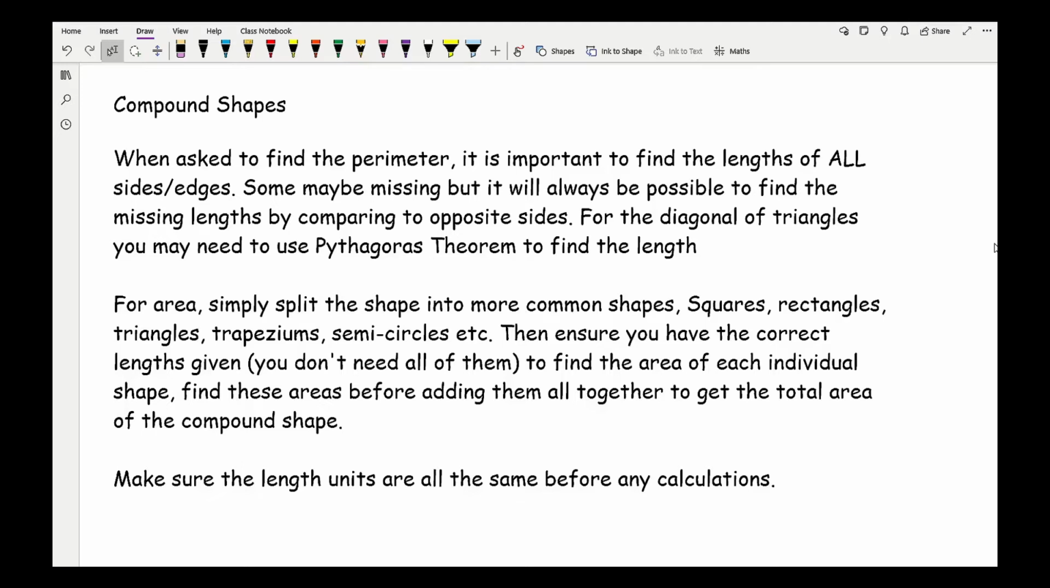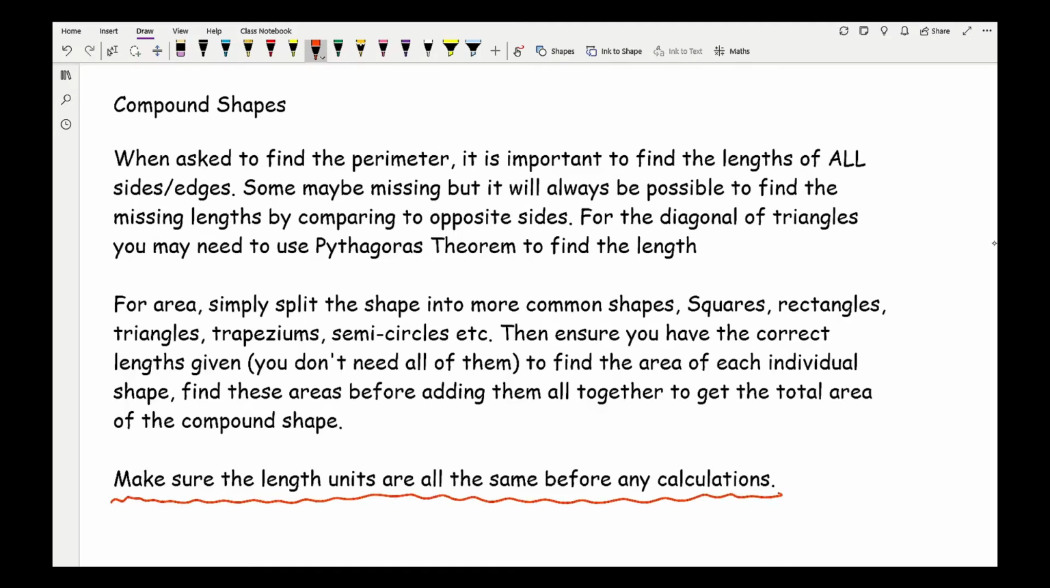To find the area of each individual shape, find these areas before adding them all together to get the total area of the compound shape. Now again, the key thing there is just make sure that the length units are all the same before any calculations, which again is something to bear in mind and may involve where you've got a big mock question where you might have to convert some of the lengths.